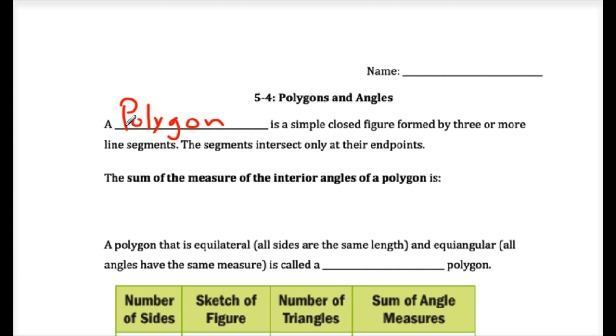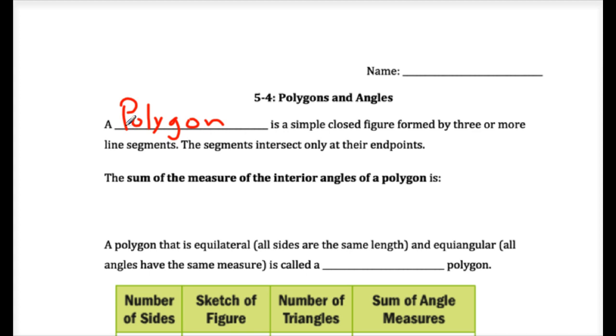Guys, what does the prefix poly mean? You know what the prefix poly means? Many. So poly means many, and gon is a shape. So we're talking about a many-sided shape. A polygon we're going to define as a closed, simple figure formed by 3 or more line segments, and the line segments intersect only at their endpoints, or the vertices.